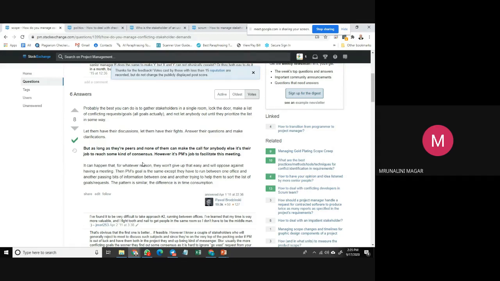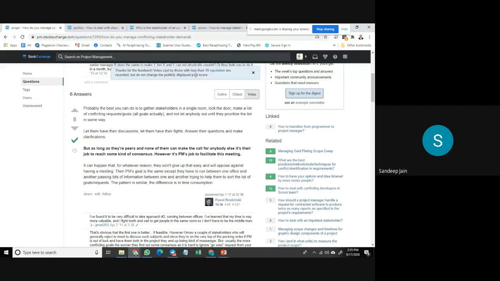It can happen that for whatever reason they won't give up easily and will oppose having a meeting. Then the PM's goal is the same, except they have to run between one office and another, passing bits of information between one another, trying to help them sort the list of goals and requests. They have to prioritize what the main agenda of this meeting will be. They'll have to make a list of what is to be done. There'll be conflicts, but they'll have to solve it. Okay, yeah, that's a good line of action.